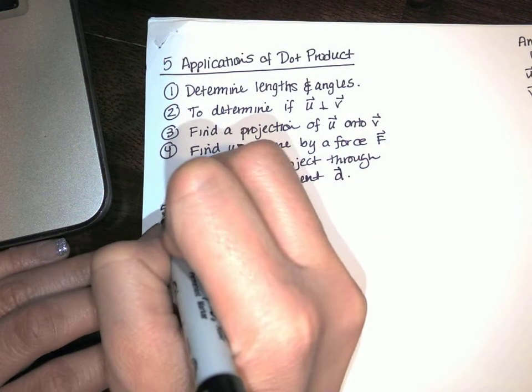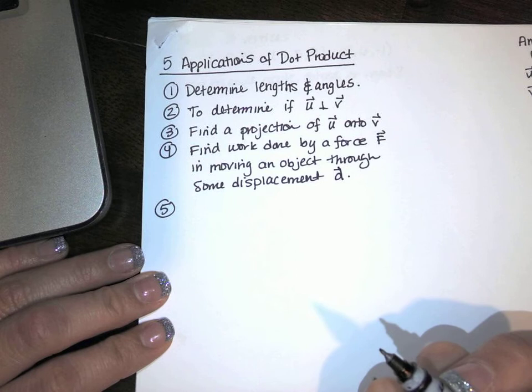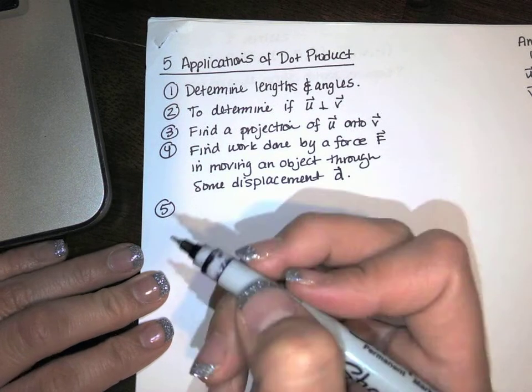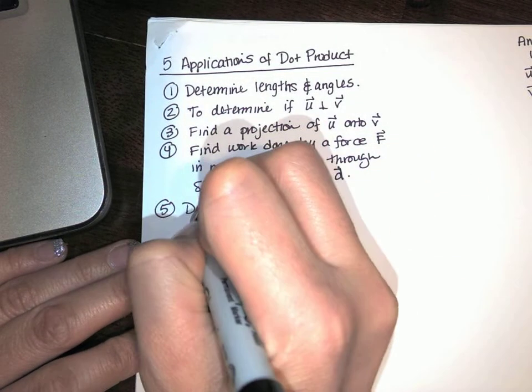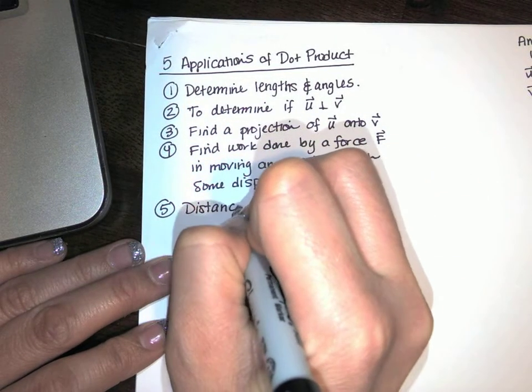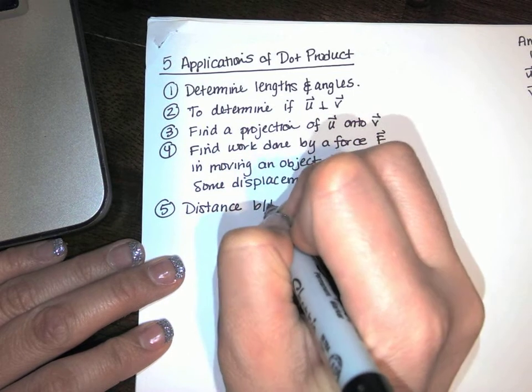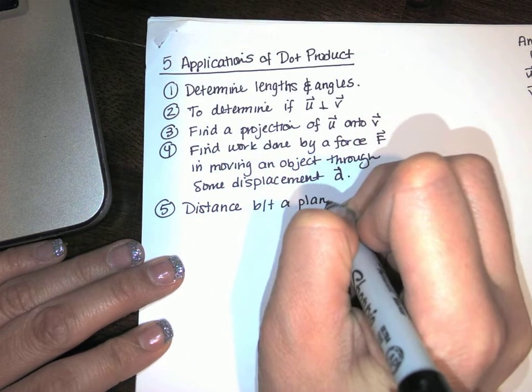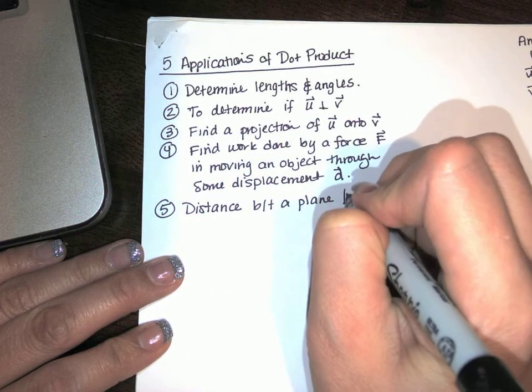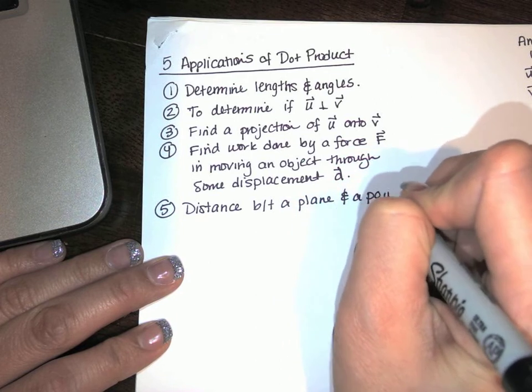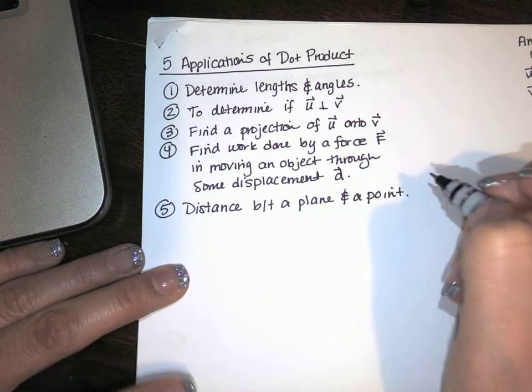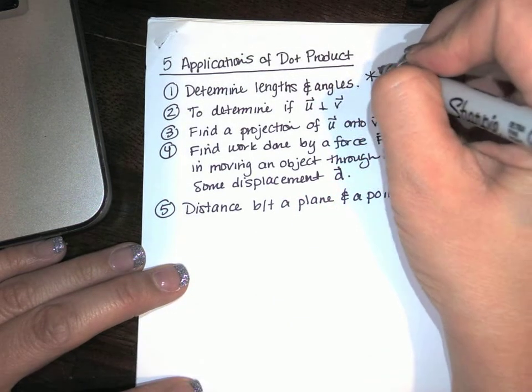And lastly, and this is not for this standard but for the next standard, we're going to use dot product to calculate the shortest distance between a plane and a point that's not on the plane. Okay, so we're going to focus on this one this time.